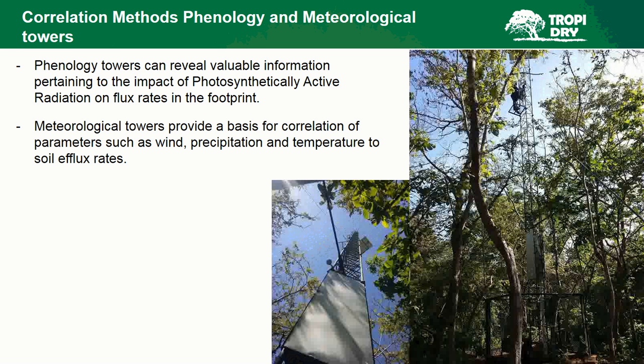So another method to correlate data would be to use phenological towers. Phenology towers can reveal valuable information pertaining to the impact of photosynthetically active radiation on flux rates in the footprint. Meteorological towers provide a basis for correlation of parameters such as wind, precipitation, and temperature to soil efflux rates. So these are both important to understand the different parameters that result in higher or lower flux rates.